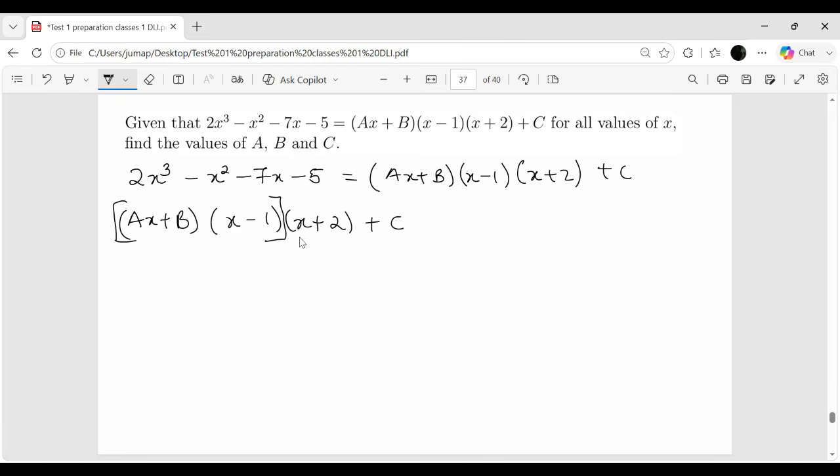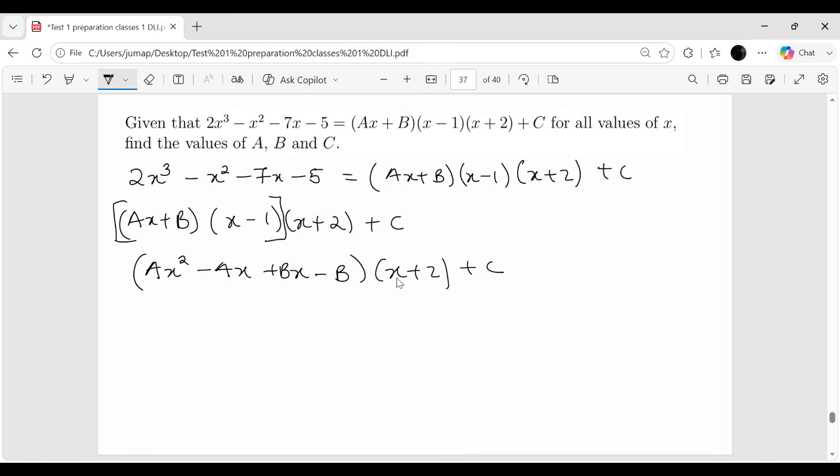I'll start with this one so that I ease the work. So I'll say ax times x, it will be ax squared. Then ax times negative 1, it will be minus ax. So I've multiplied ax with everything here. I'm just doing this because I don't want to take much space. So now I'll get the b. b times x, it is plus bx. Then b times negative 1, it will be minus b. Okay, so we've expanded this one. Then we have x plus 2 here plus c. So now again, let us start expanding this one as well.